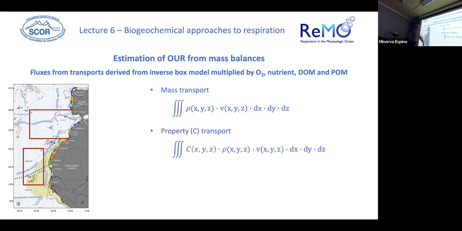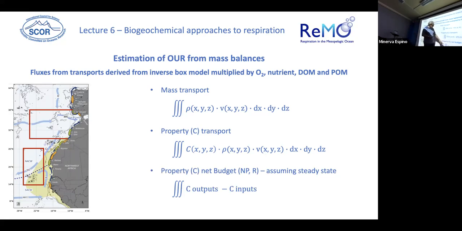Once you know this, you multiply these currents by the concentration of the variables that you want to make the budget for. For example, oxygen, carbon, nitrogen, whatever you want, and then make a net budget of how much carbon is going in, how much is going out, how much oxygen is going in, how much oxygen is going out. And this difference is just, how to say, the net apparent ecosystem production.